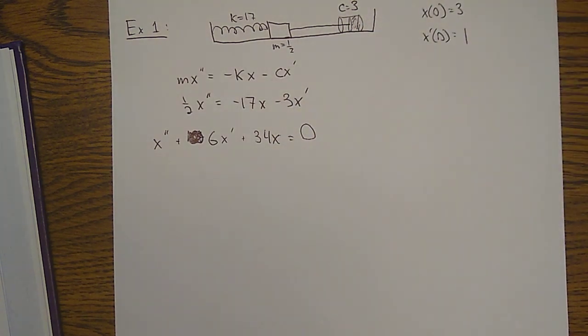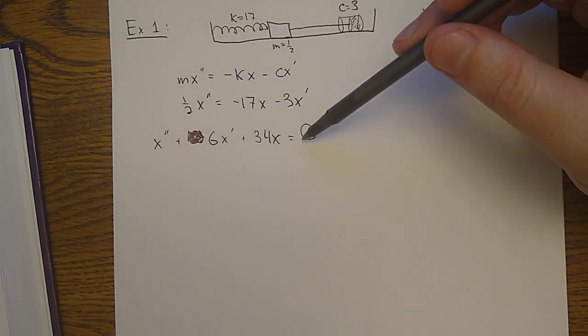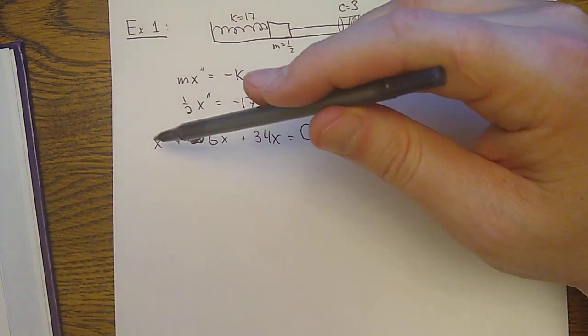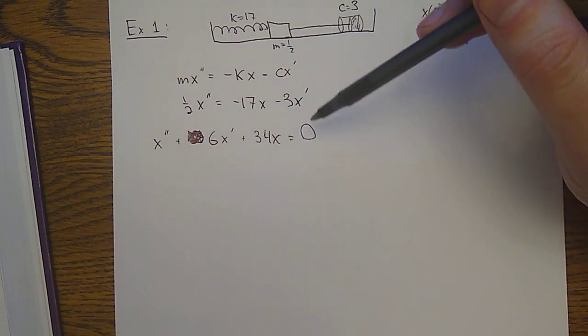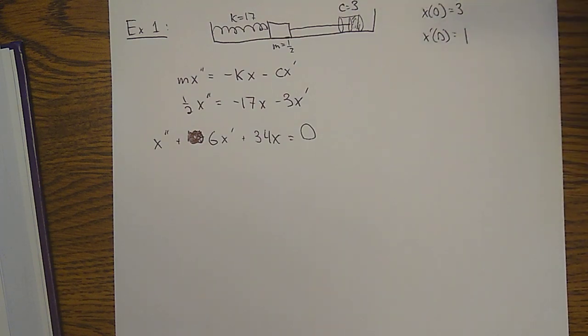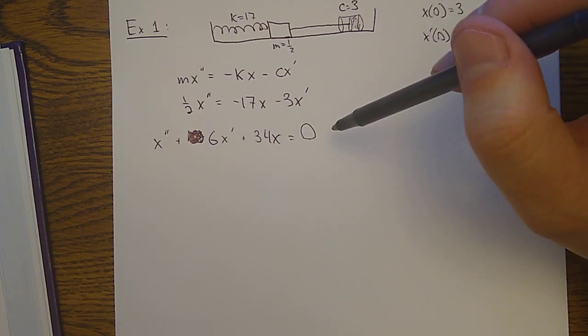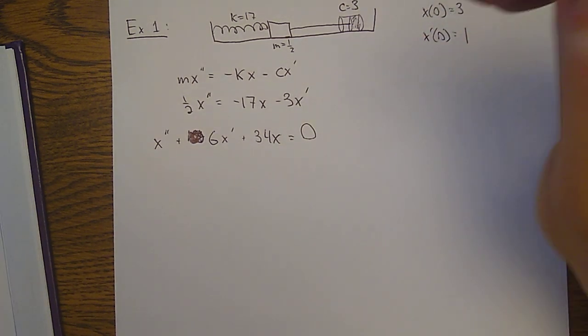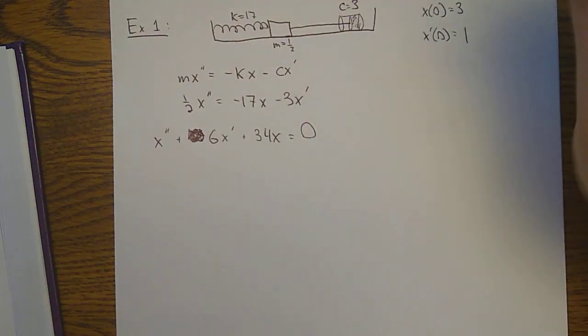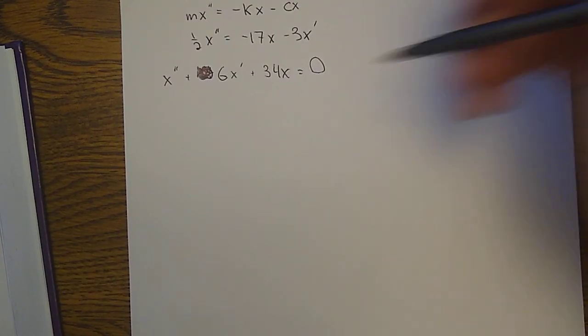And maybe you're sick of me saying this, but this is something that we could solve in another way. We would write r squared plus 6r plus 34 equals 0. We solve for r. We do all that stuff we know how to do. But, as you probably guessed, I'm going to say we're going to do it with Laplace transforms. So I'm going to do the Laplace transform of both sides.